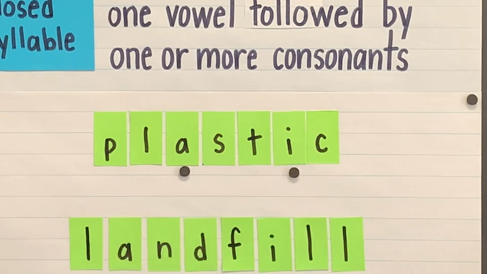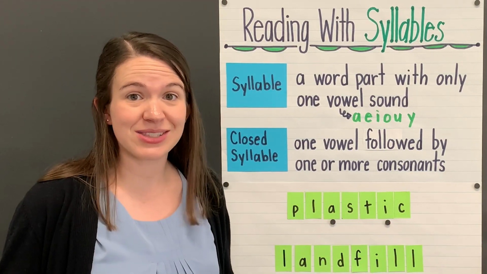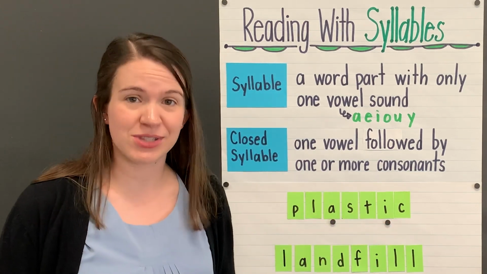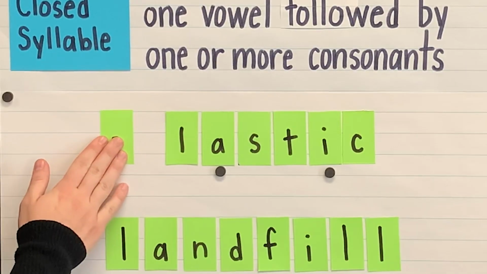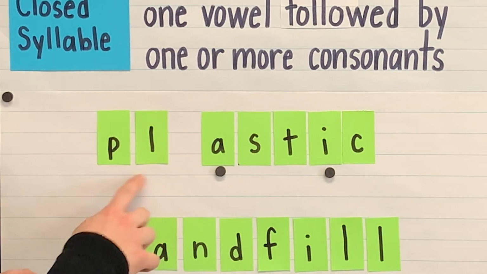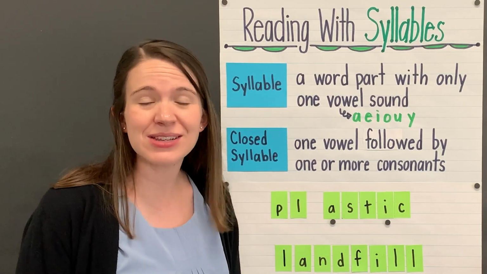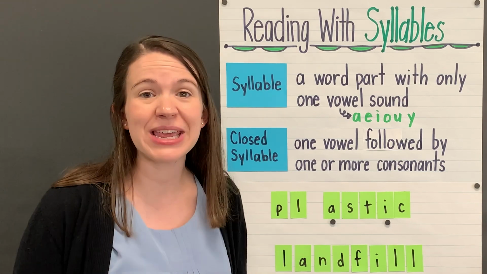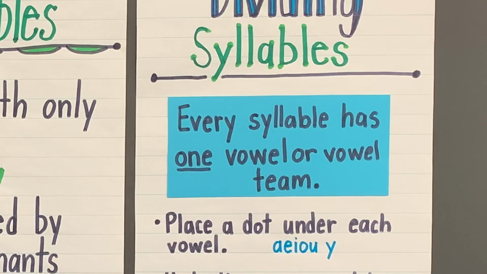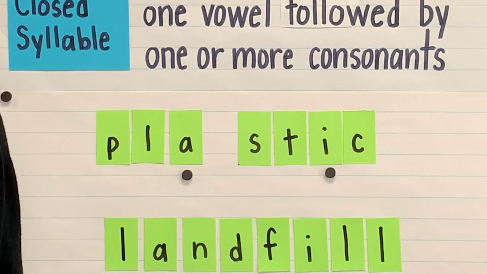Here, we see a word with two vowels. Since they're not working in teams, that tells us that this word will have two syllables, since there are two vowel sounds. Now, let's start by separating the first syllable from the second syllable. These are consonants, P and L. They make consonant sounds. They cannot be in a syllable by themselves. They have to be in a syllable with a vowel sound because every syllable has one vowel or vowel team. So we know that the P and the L will be in the same syllable with the letter A.